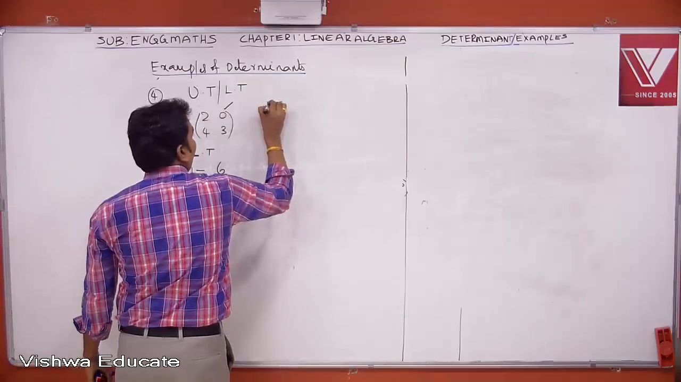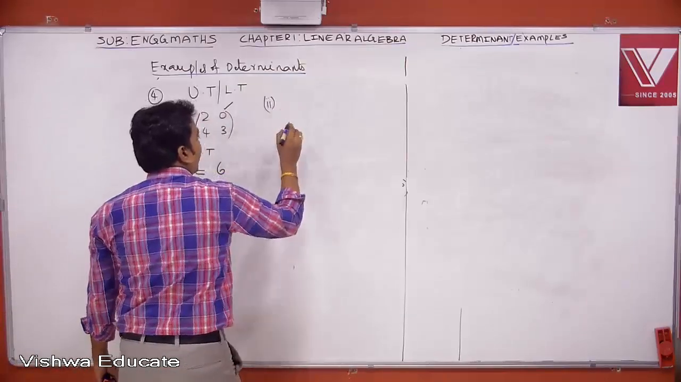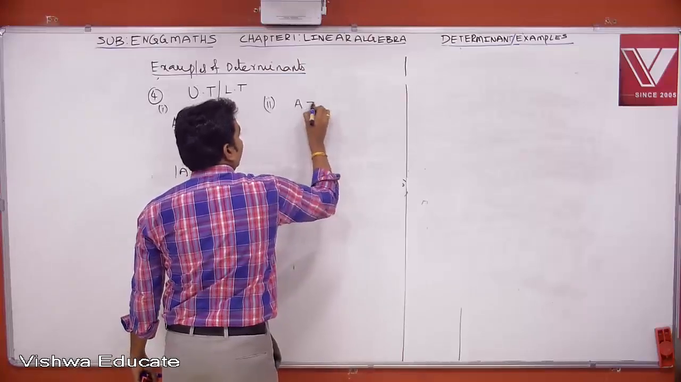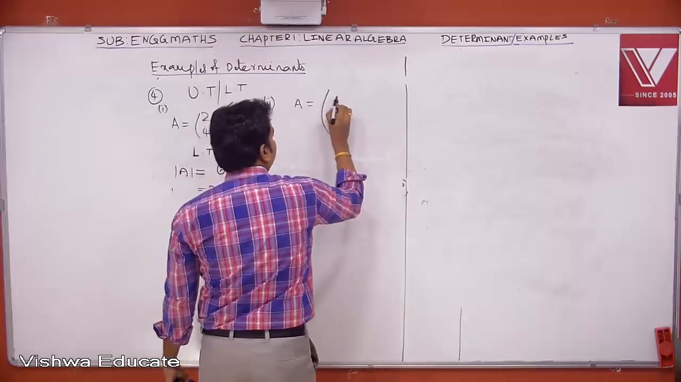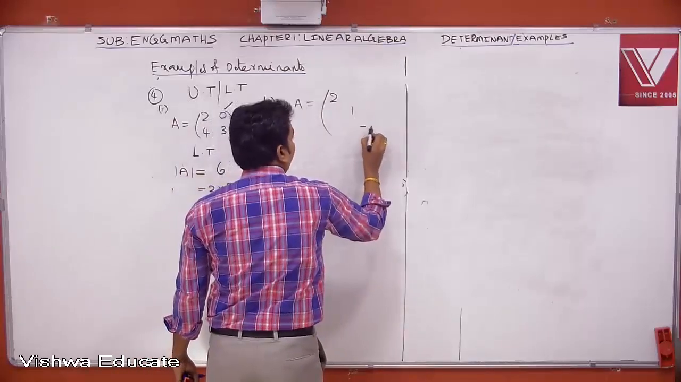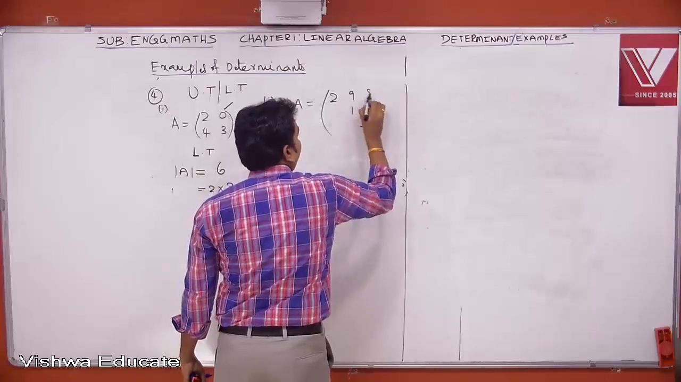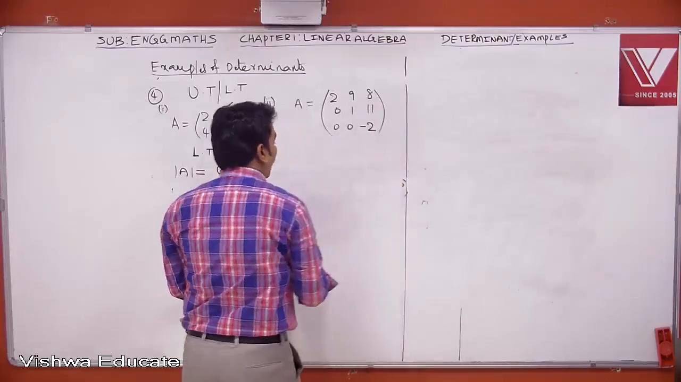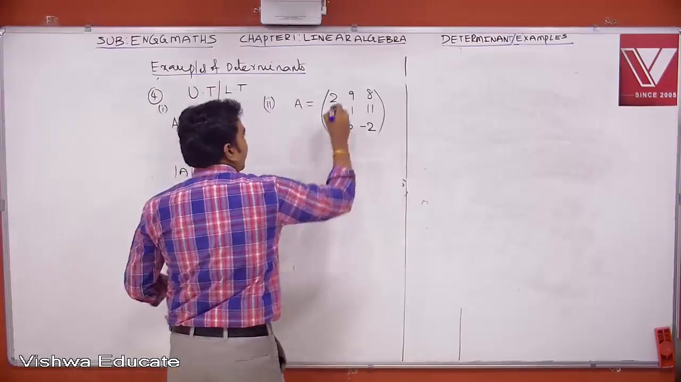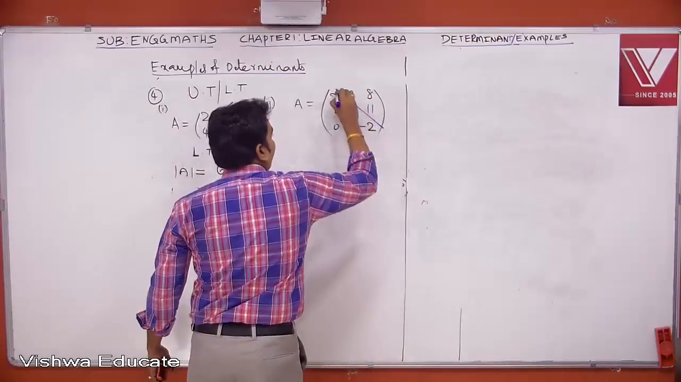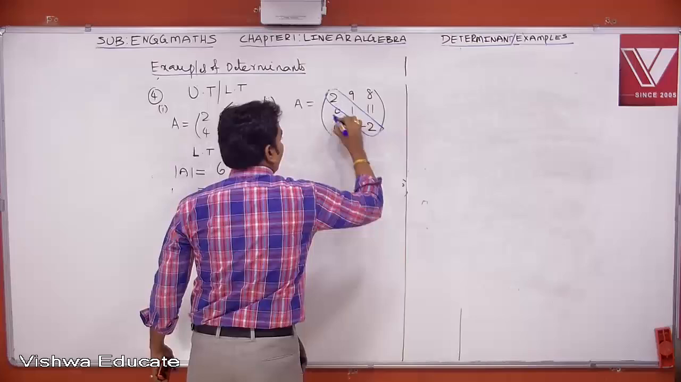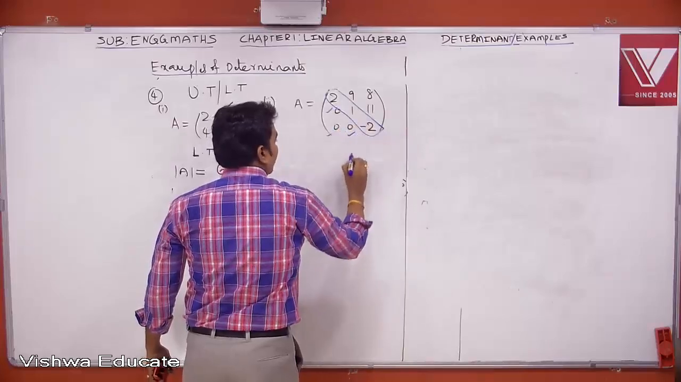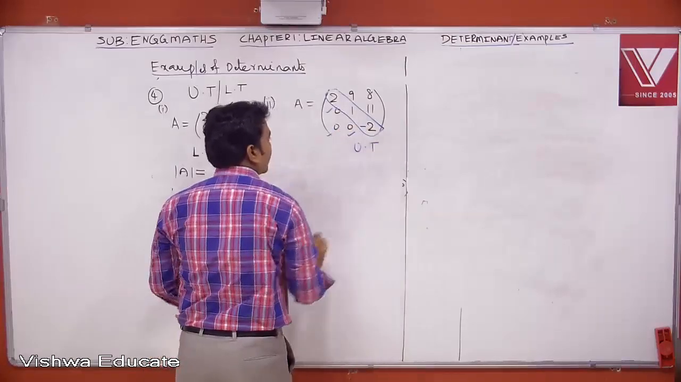The second example we use is for an upper triangular matrix. Let us take some larger dimension. Suppose A equal to, for example, 2, 1, minus 2, 9, 8, and 11, 0, 0, 0. Now this is an upper triangular matrix. Here all the elements below the diagonal are 0. These three are 0 elements. So this is an upper triangular matrix.